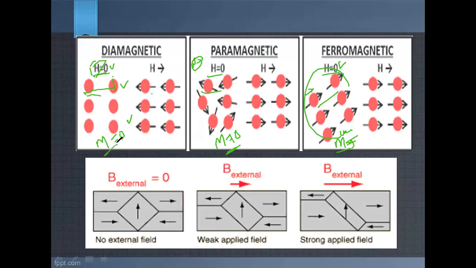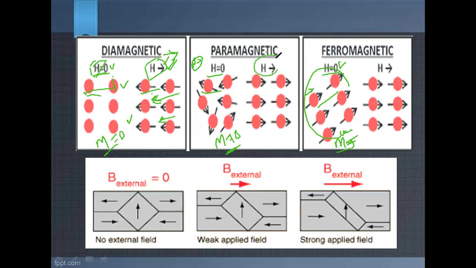Diamagnetic material has completely zero magnetization. In the presence of a magnetic field, the dipoles align in a particular direction, but the opposite direction. The field is in this direction, the dipoles are in the opposite direction. They don't like the field. The dipoles are running away from the magnetic field direction. They don't want to align with the magnetic field direction.